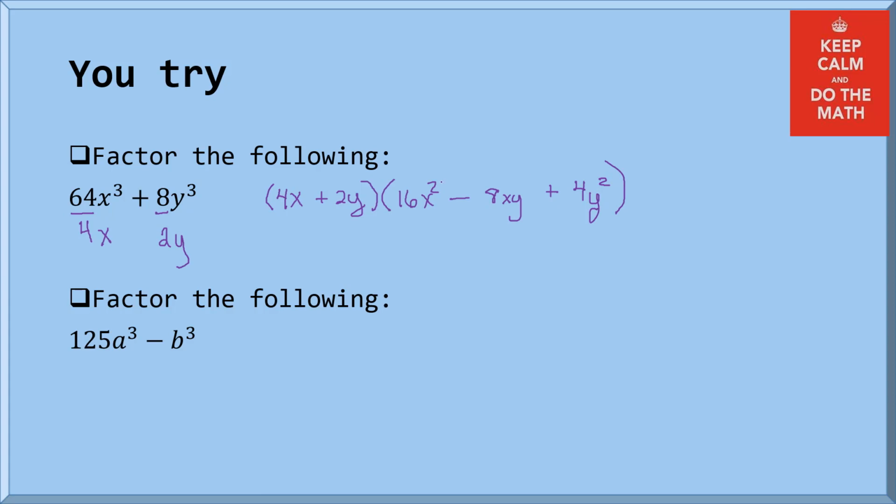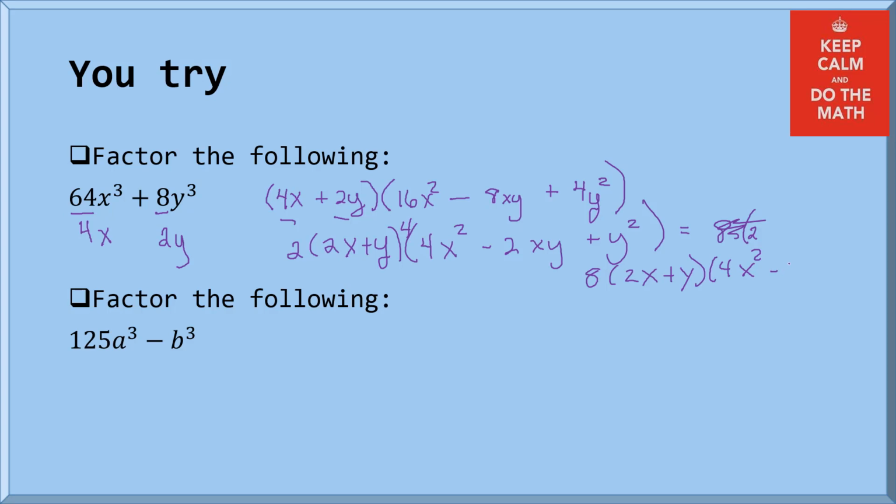Now, this particular problem, you may have noticed that although they were both perfect cubes, I could have gone ahead and factored out an 8 and made this a little bit smaller. Because what do you notice here in this example? I happen to have a greatest common factor in this first term. So let's see what happens if I factor out the 2 there. So now I have 2 times 2x plus y. And if I factored out something in the other one, I'd be factoring out a 4 and be left with 4x squared minus 2xy plus y squared, which would equal 8 times 2x plus y times 4x squared minus 2xy plus y squared.